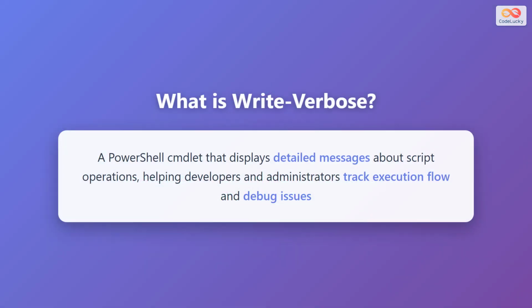Write-Verbose is a PowerShell cmdlet that displays detailed messages about script operations. It helps developers and administrators track execution flow and debug issues effectively. Think of it as a way to add informative comments that only appear when you need them, making it perfect for understanding what your script is doing at each step without cluttering your normal output.